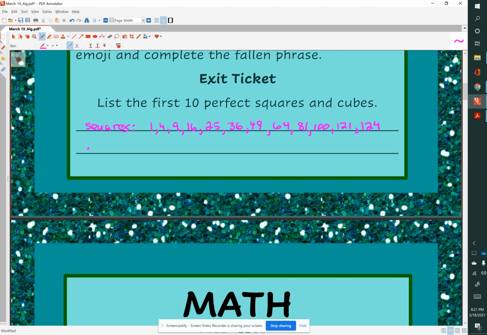Now the perfect cubes are a little different. Perfect cubes are 1, 8, 27, 64, 125, 216, 343, 512, 729, and 1,000.